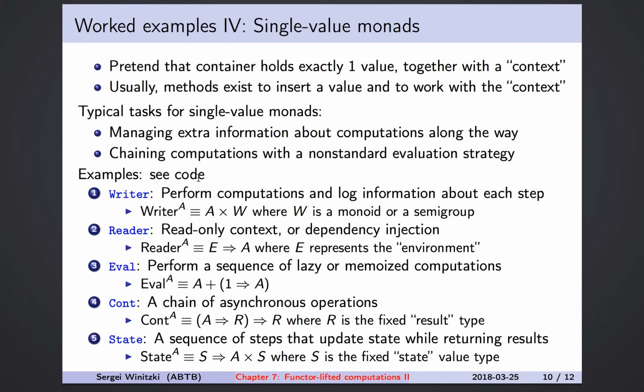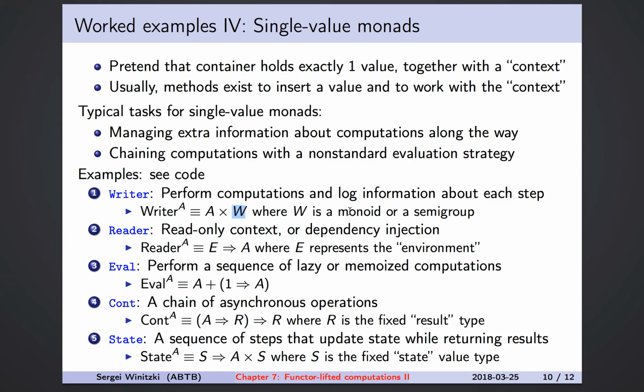So let's look at the first example. It's the writer monad. The writer monad is defined as this type constructor. Very simple. It's just a pair of a data item of type A and a value of type W, where W must be a monoid or a semigroup. So for this to be a full monad, W must be a monoid. And for this to be a semimonad, W can be a semigroup.